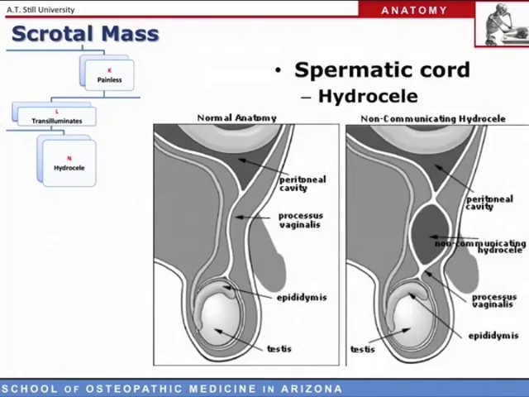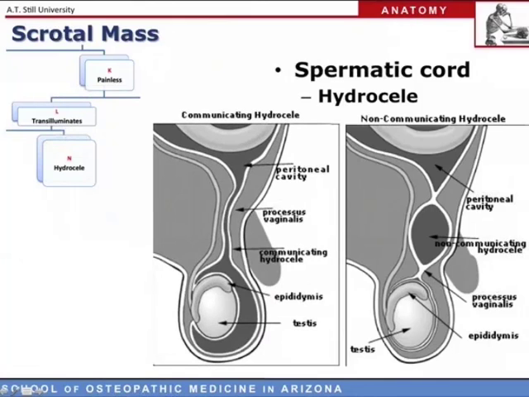What can happen though is that this processus vaginalis may not seal off completely, or it may be reopened due to infection or trauma, some situation in which there's an excess of serous fluid produced by the visceral layer of the tunica vaginalis. Now this may or may not communicate back with the peritoneal cavity. If it does not communicate, it's called a non-communicating hydrocele. In a situation such as this, this will probably resolve itself over time as the serous fluid gets resorbed.